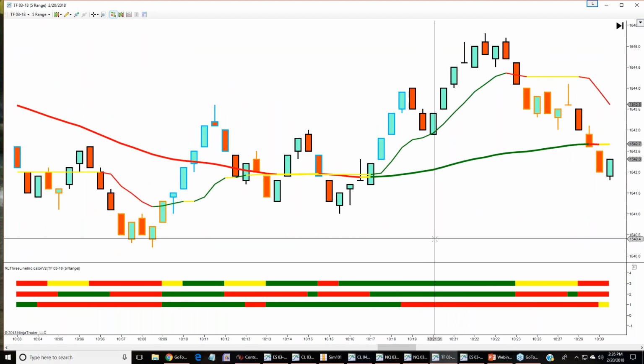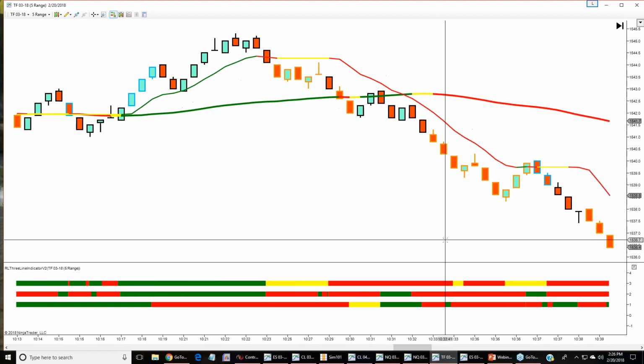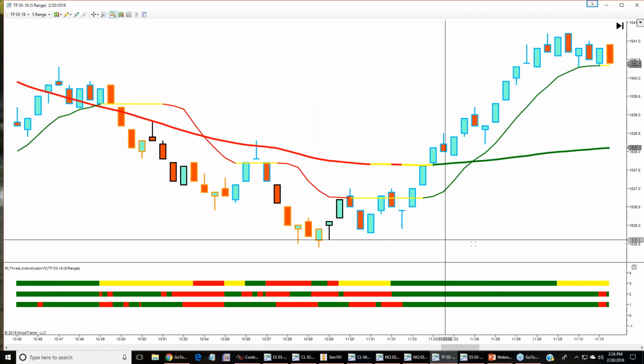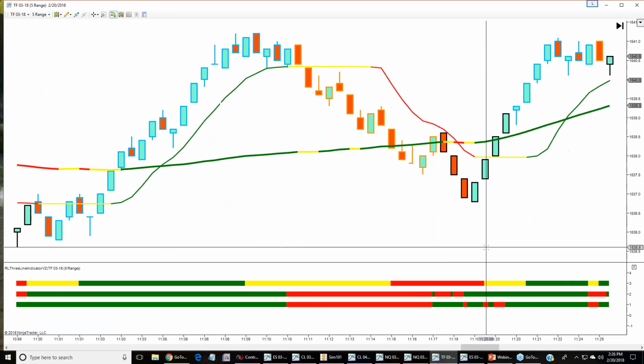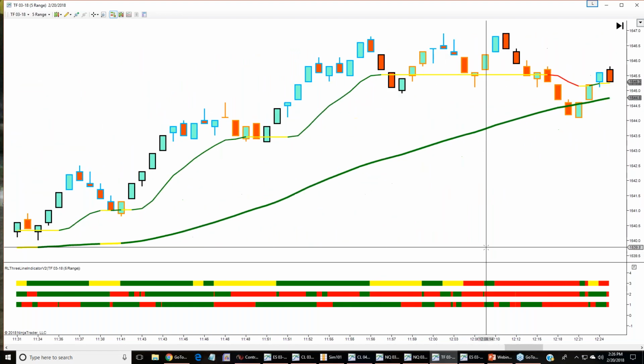Now this pullback did not have the order flow line. So it worked, but it just wasn't a setup for us. And neither did this. Now here's your great long trade right here. Well, the Russell's tough to trade because there's just not a lot of volume.